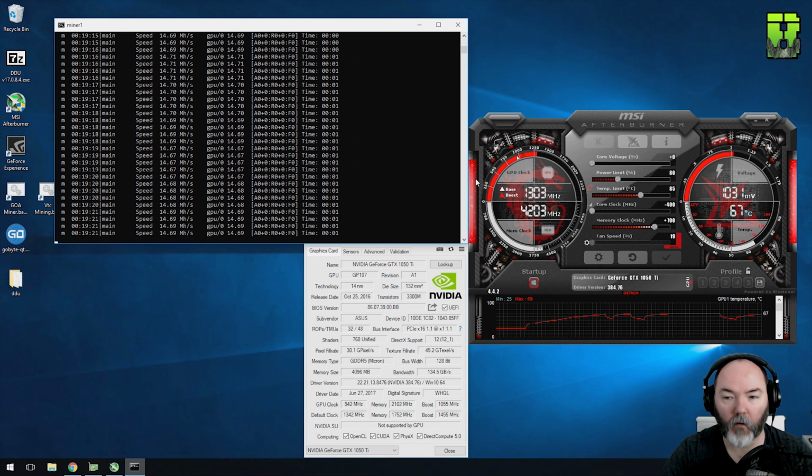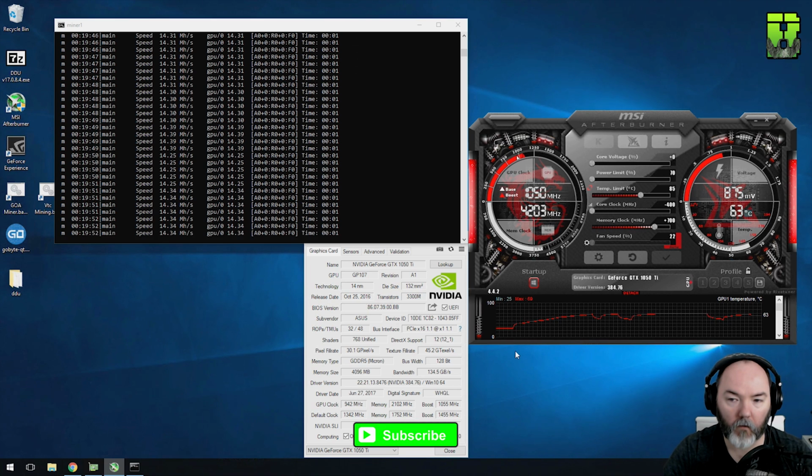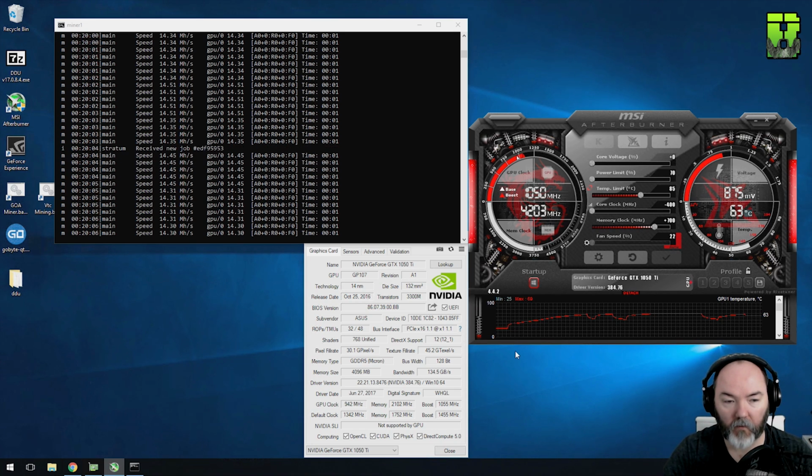So let's push it down a bit more, see what else we can get. I brought the power down to 70. The 1050 Ti, as I've said before, will not go below a 70 power limit. They're not like the 1060s and 1070s, which can go down to 50. These will only go down to 70. At this level, it's pulling 82 watts of power, and it's doing 14.3 hash.